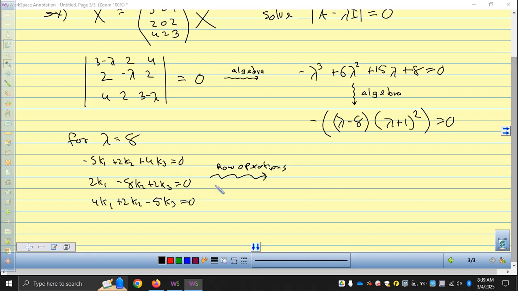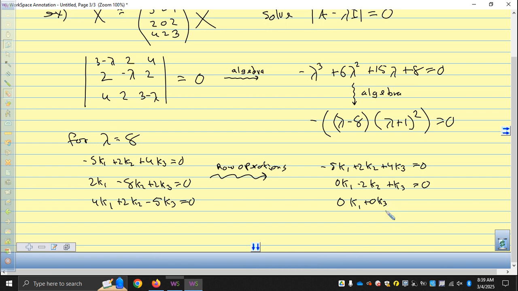I looked at this one for a long time and I was like, okay, can I think of a clever way to solve this without doing row operations? Multiply the top to the bottom by 2 and then just add them all. That gets rid of k2. Oh, yeah, that could work. I did the row operations, and I ended up with negative 5 k1 plus 2 k2 plus 4 k3 equals 0. 0 k1 minus 2 k2 plus k3 equals 0. And our last row is all zeros. So this doesn't really give us any information.